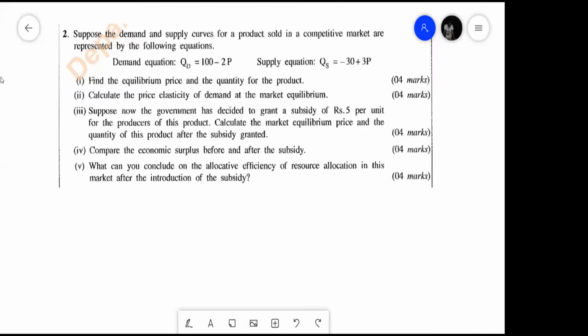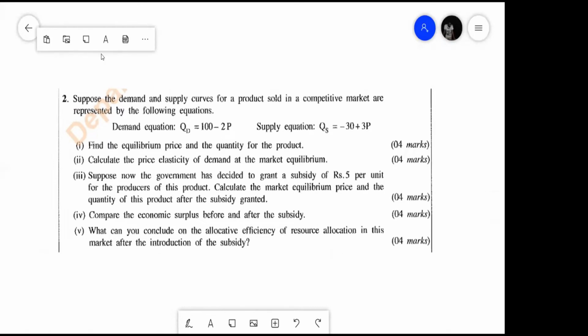I'm not going to go into much detail, guys. I want answers from you all. It's a subsidy question. They've given the demand and supply equations. They're asking to find the equilibrium price and equilibrium quantity. Yes, this is the 2019 old, right? This is the 2019 A level, the old syllabus paper.